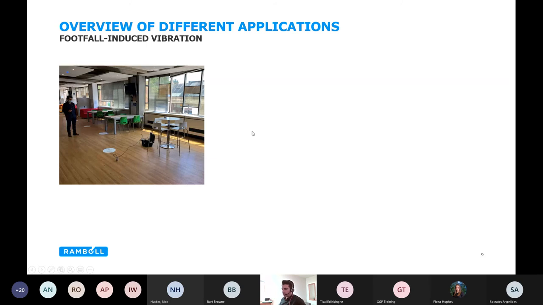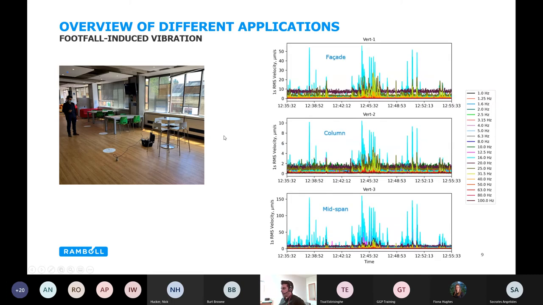This is an example of what we measured on site for a footfall excitation. We did set up three accelerometers, one at mid-span, one close to the facade, and one close to the column. And here is a time history of what we measured on site. We can see clearly the transient response of the stiff floor with the 16 Hertz third octave band being excited by the footfall, and also higher frequencies in the 20, 25, and 31 Hertz.